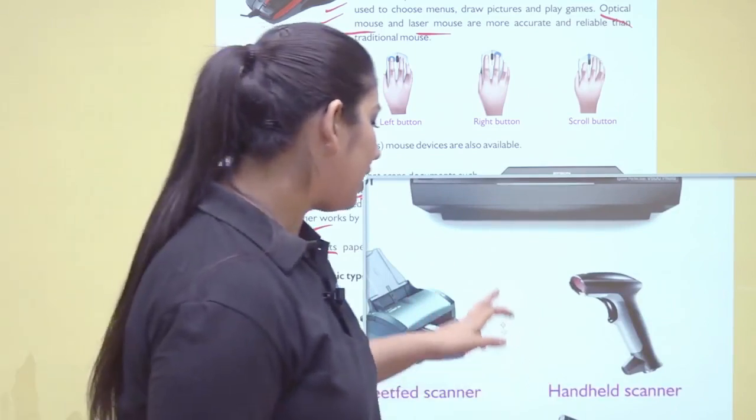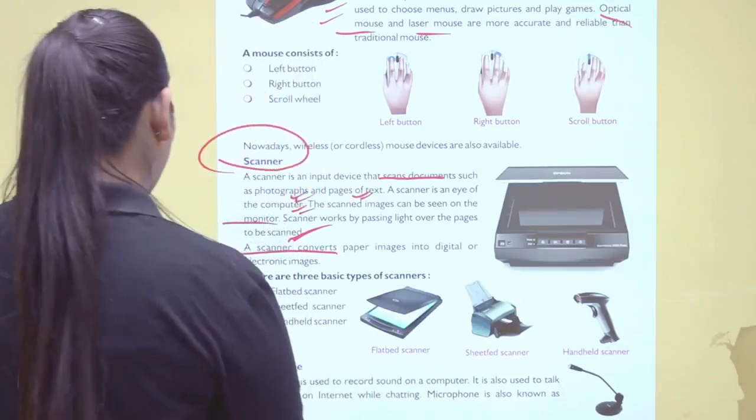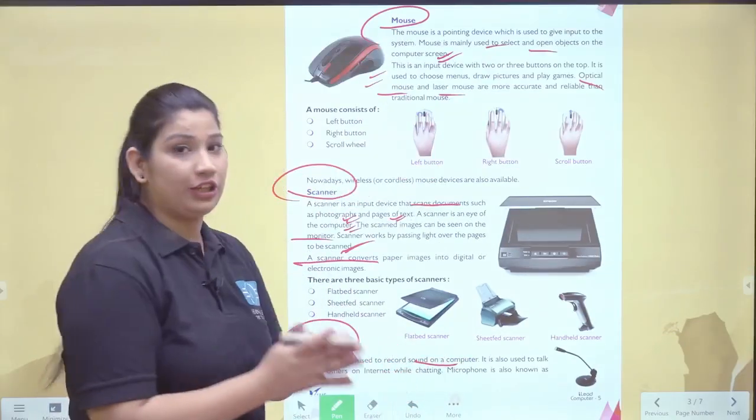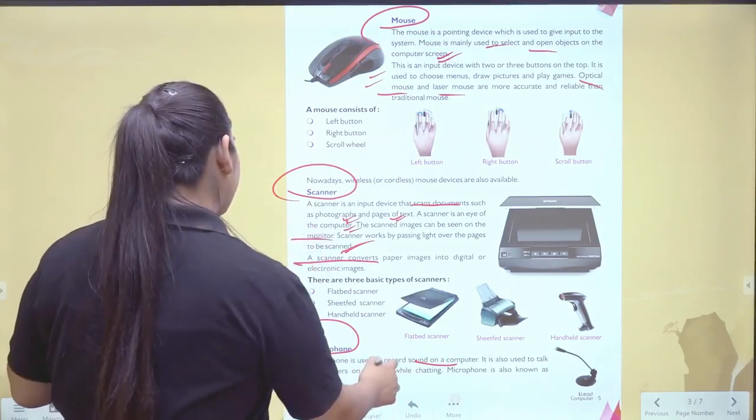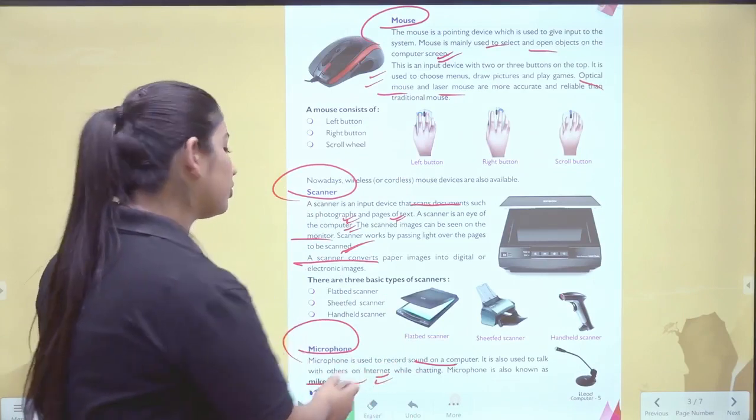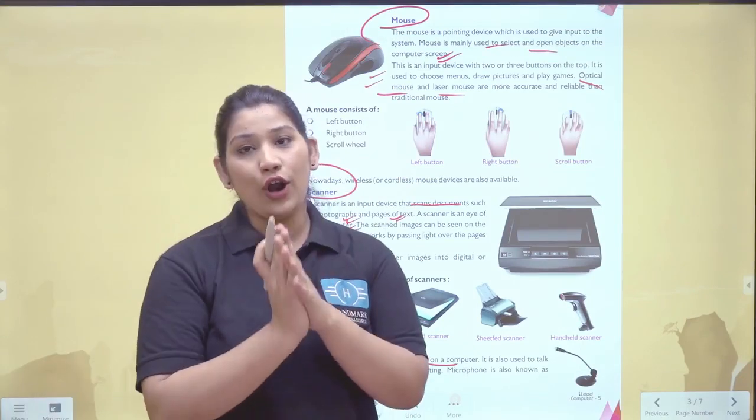Let's go forward and understand the microphone. A microphone is used to record sound on a computer. It is used to talk with others on the internet while chatting. A microphone is also known as a mic.